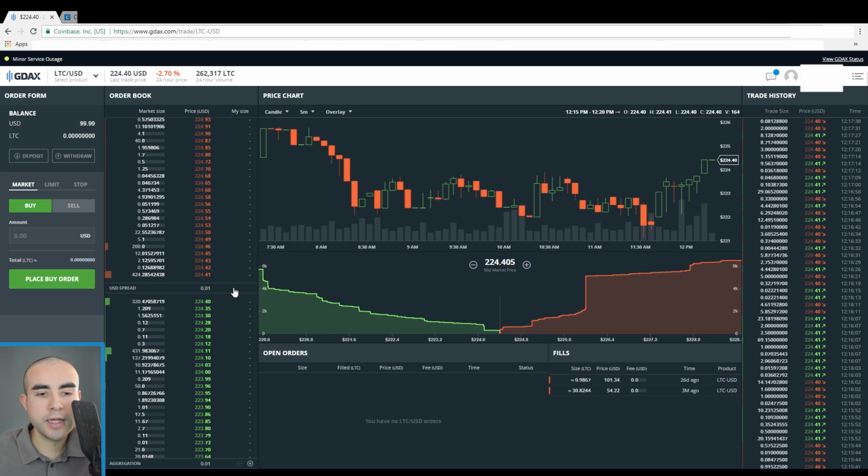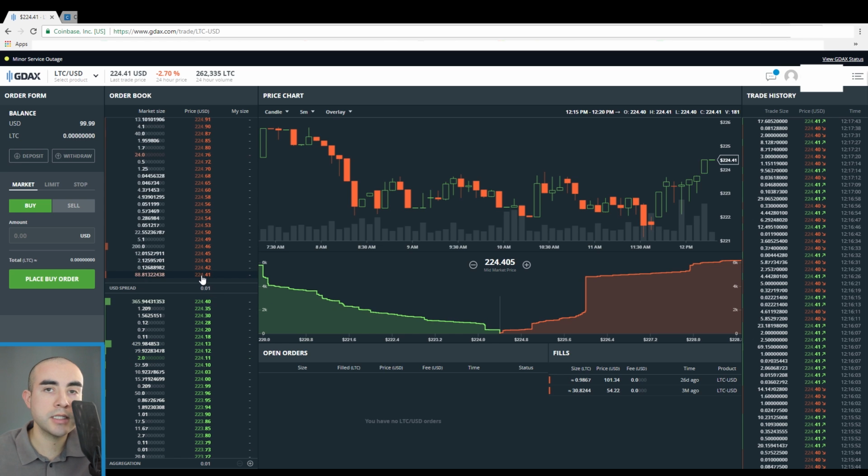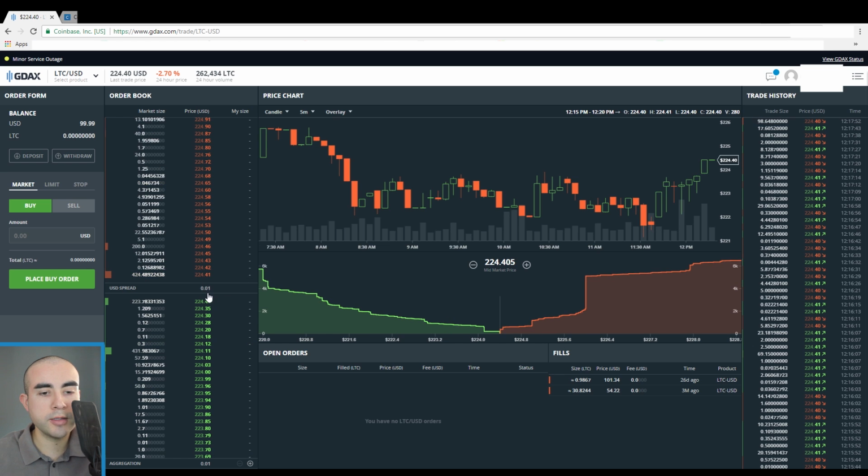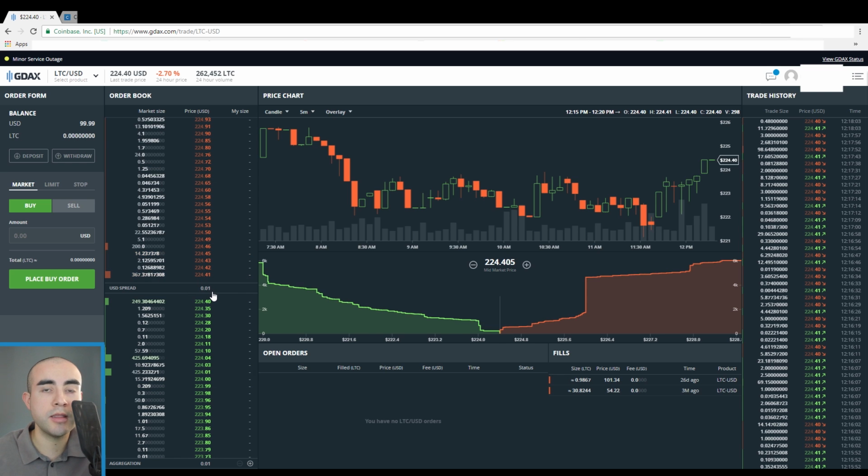So over on the left hand side here, you'll see this is actually the bid-ask spread, and what you see here is the same as what you see here. So the current spread is 1 cent for Litecoin. That means the lowest price someone's willing to accept right now for Litecoin is $224.41. The highest price someone's willing to pay for it is currently $224.40. That's a 1 cent difference. So it's very close. Most times you'll see the bid-ask spread about 1 cent or less.